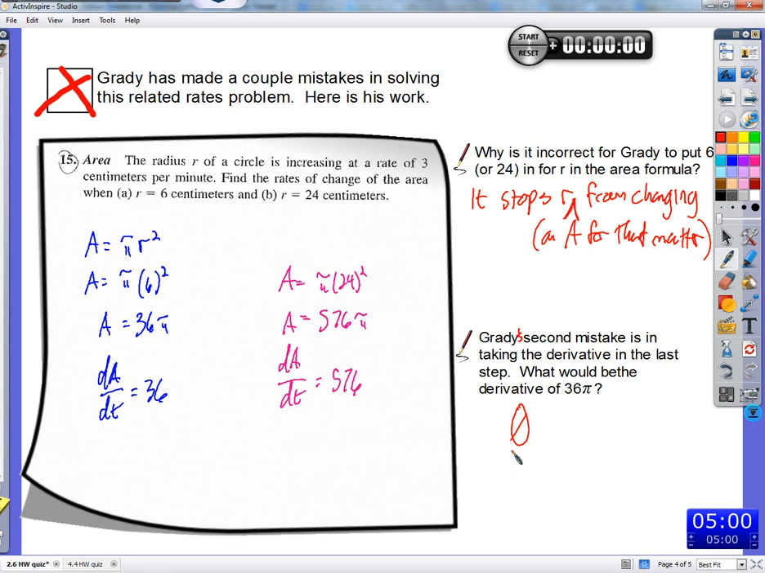Oof, so many problems with that, because I think we're going too fast, not paying attention, not thinking about it. Even if pi were a variable, we're taking the derivative with respect to t, right? So there are all sorts of problems. So how do we know when to take the derivative with respect to t instead of with respect to a or r?